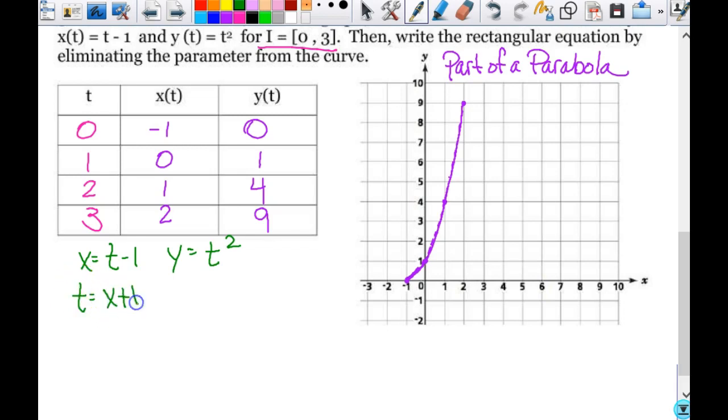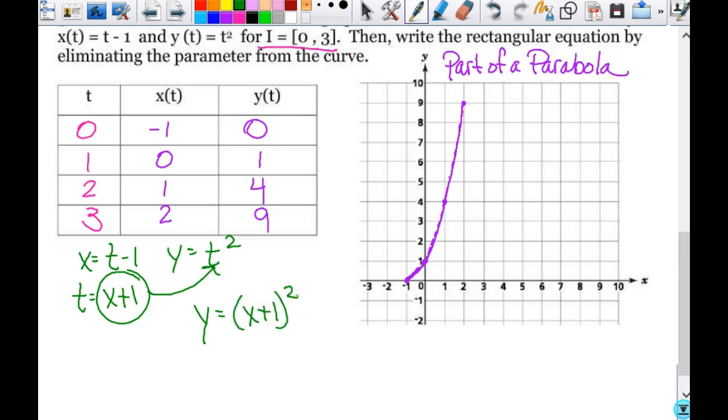X plus 1. Okay? Now that I have that, what am I going to do with this? Substitute. Good. I'm very bad about always saying plugging it in. The word substitution is way better. I try to catch myself, but I'm going to substitute it. Yes, that's exactly what I'm doing, right there for t squared. So I get y equals (x plus 1) squared.